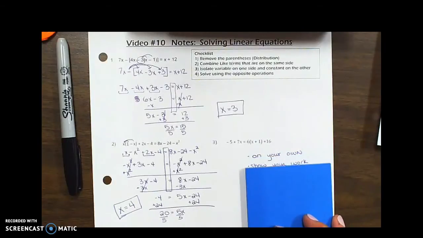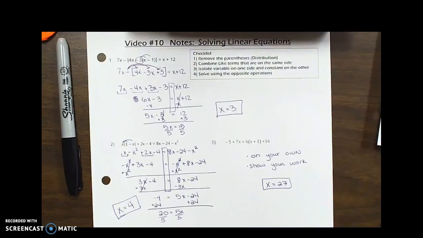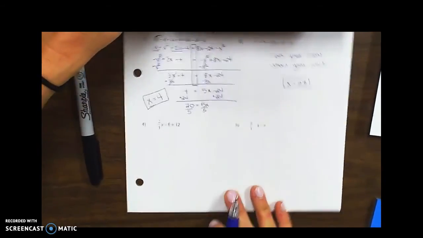Okay, so on your own, show your work. Were you able to get x equals 27? All right, let's go ahead and move on to number 4.